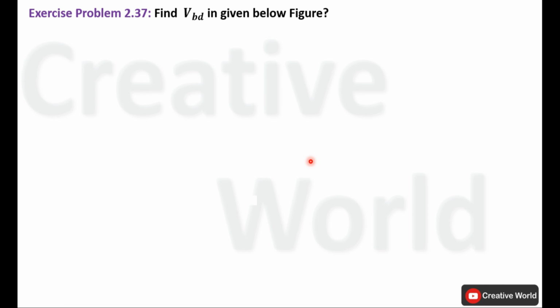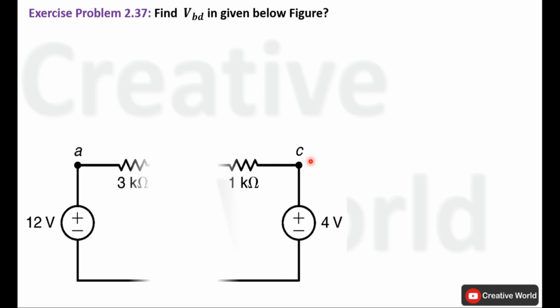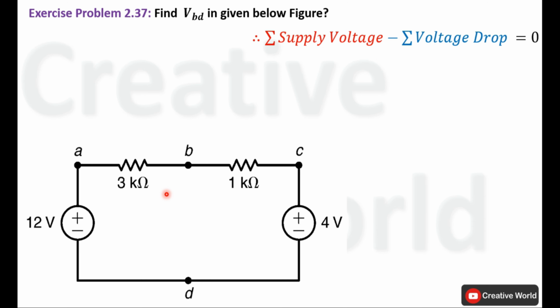Exercise problem number 2.37. Find voltage VBD in the figure given below. This is the circuit diagram of the given problem. We have to find the voltage between these 2 points labeled as VBD. This is a closed loop circuit. In order to find voltage VBD, first we have to find the voltage across these resistances. For that purpose, we will apply Kirchhoff's voltage law to solve this problem.